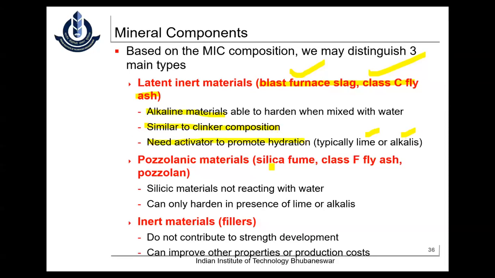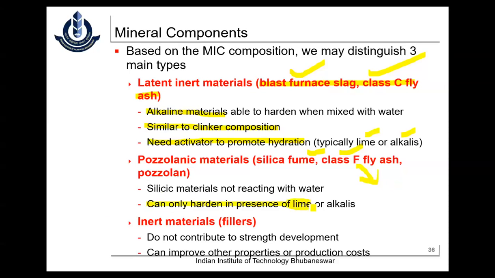Now coming to the pozzolanic materials like the silica fume or the class F fly ash, which has a very low lime content. So as a material, it is completely inert. Individually it will not perform on its own, so it requires the help of the cement. It can harden only in the presence of the lime.